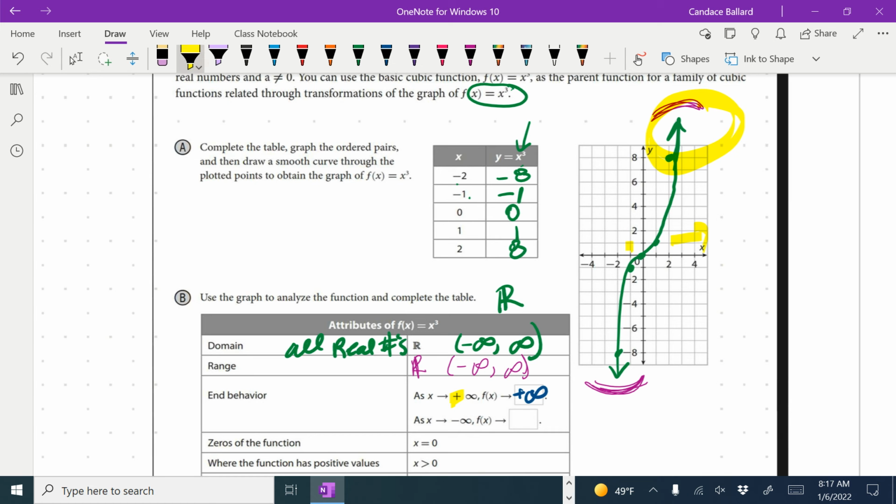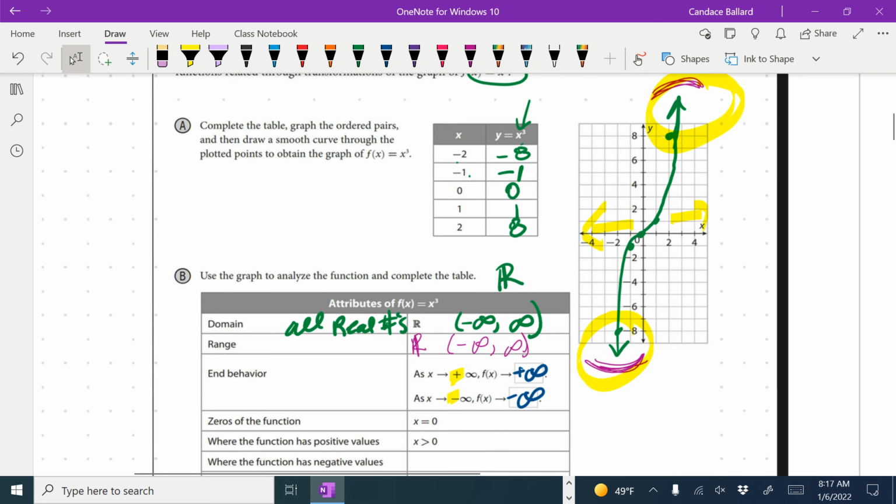Okay. As we're going to the left, that's what the negative means. So what's going on with the Y? Is it going up or is it going down? Going down. Okay. So what I'm going to write, how do I write that? Negative infinity. Good. All right.